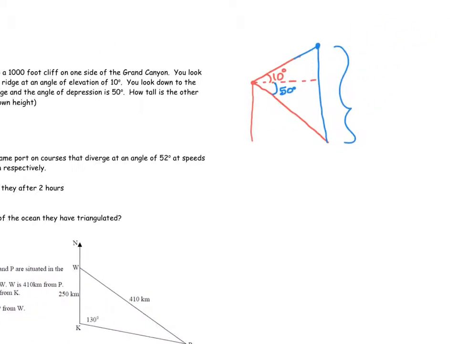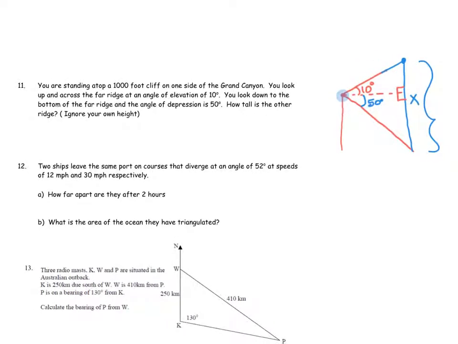Ignore your height. So basically, I'm standing over here. I'm looking up. Remember, the angle of elevation is with the horizontal to the top of the ridge. And then I'm looking down to the bottom of the ridge with an angle of depression of 50. And they want me to find this side. Now, remember that this is 90 degrees. This is like a height. So what I can do is, let's see, how long is this thing? This is 1,000. So then that means that this is going to be 1,000.